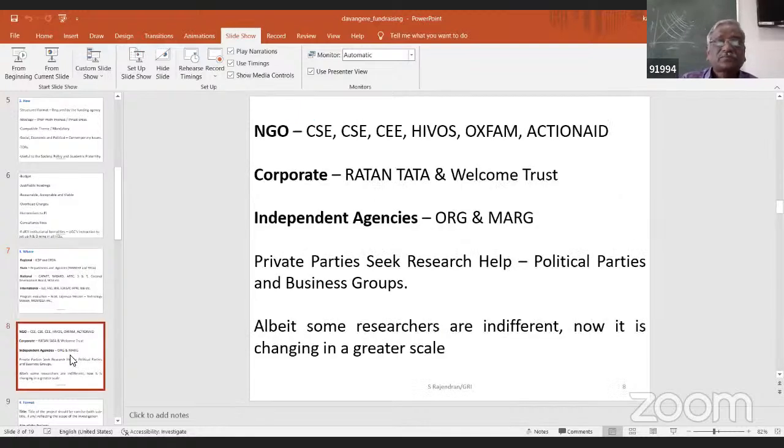And at NGO level, we have Center for Science and Environment, Center for Environmental Education, the international NGOs like HIVAS, Oxfam, ActionAid. These three organizations.